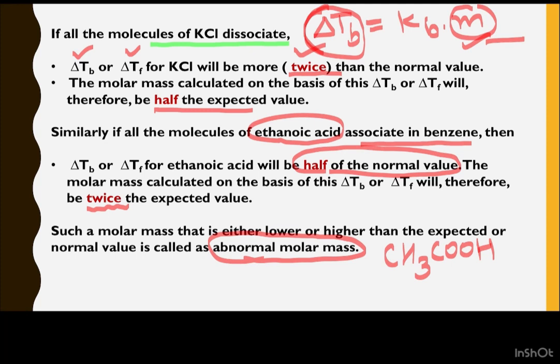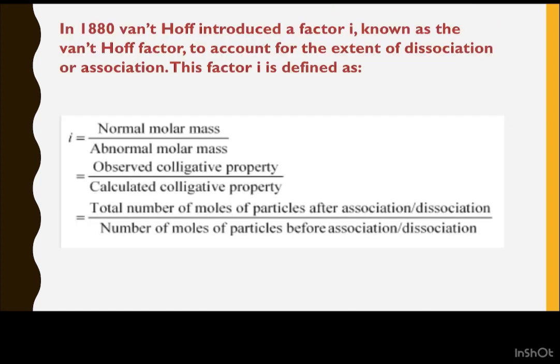To make it more clear, let's look at the questions which will be discussed after this particular slide, because here I want to tell you what the solution is to this problem, that everywhere we are coming across abnormal molar mass. So how to solve the problem? For that, Van't Hoff introduced a factor i, which is called the Van't Hoff factor, or the correction factor.